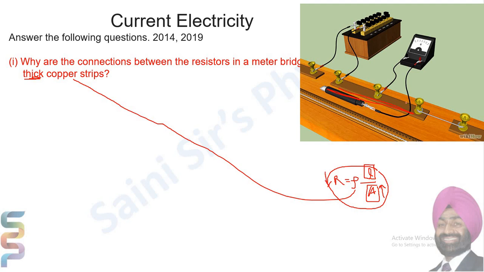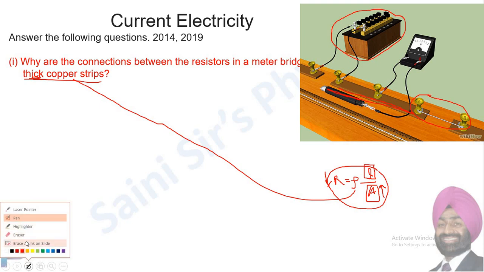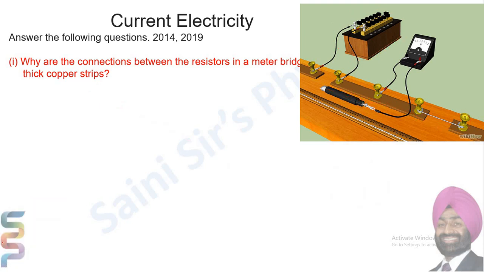So to decrease the resistance of this part to nearly zero, we have to handle only the resistances connected in the left gap and right gap. There shouldn't be any other resistance. So the connections are made through thick copper strips. I think the concept is clear. Extra ink is removed.